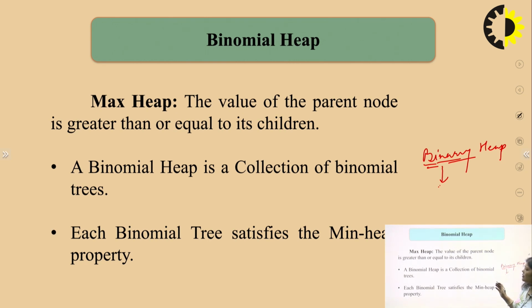Now there are certain properties of the binomial heap. For example, a binomial heap is essentially a collection of binomial trees. So the binomial tree is the building block for creating a binomial heap data structure, and how to create these binomial trees we will be discussing in a moment. The second property is that each binomial tree satisfies the min heap property. So to create a binomial tree, first of all, we need to keep in mind that the tree should be a minimum heap data structure.